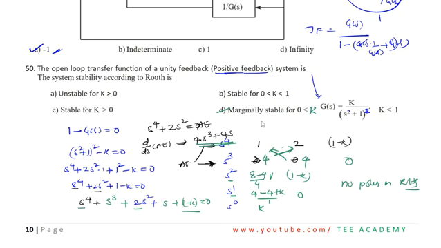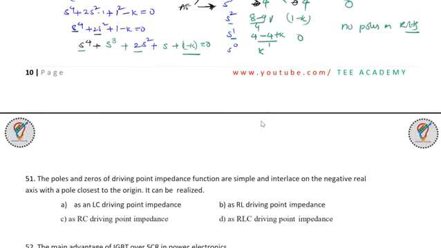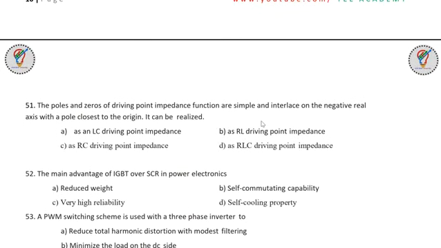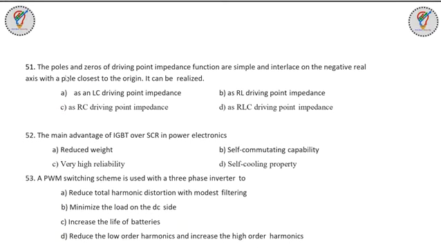Okay, I'll move to the next question in this series of lectures. Next one, 51. The poles and zeros of a driving point impedance function are simple and interlace on the negative real axis with a pole closest to the origin. It can be realized by using an RC driving point input impedance. So RC driving point impedance here. So the answer for this question is C.